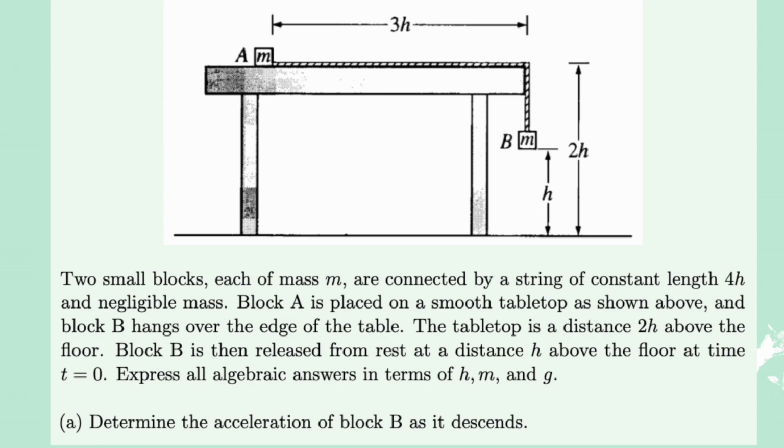So basically, there's two small blocks, each of mass m, and they're connected by a string, right? And the string has a constant length, 4h. And then block A is on a smooth tabletop, as you can see in this diagram above. And block B hangs over the edge of the table. The top of the table is a distance 2h above the floor. And then block B is released from rest at a distance h above the floor at the time t equals 0. And then we want to find the acceleration of block B as it descends.